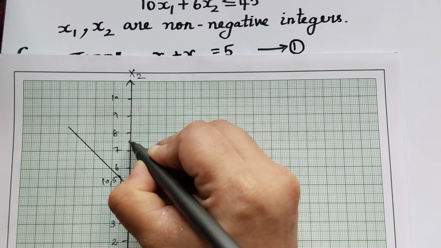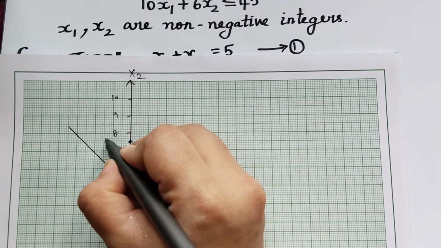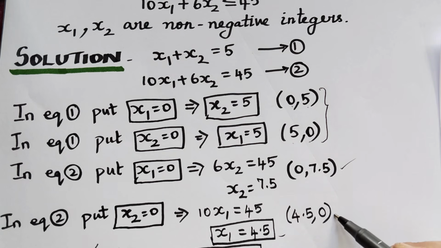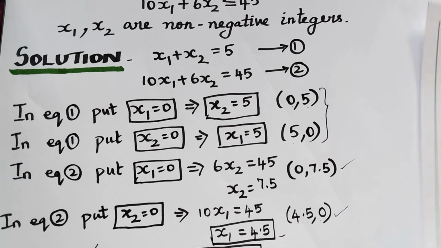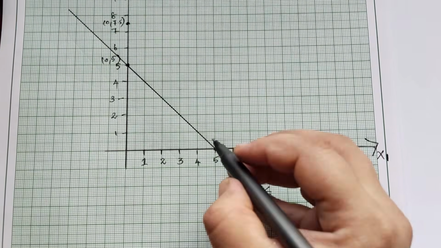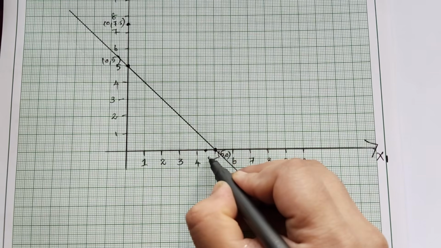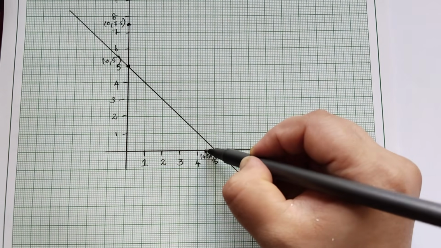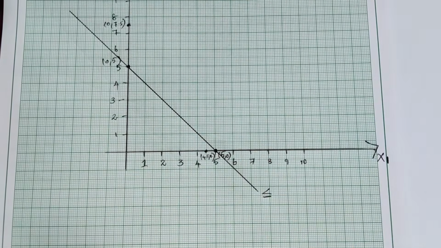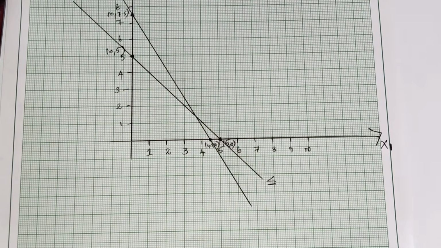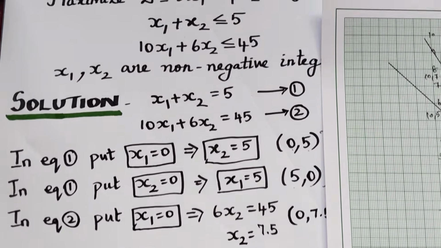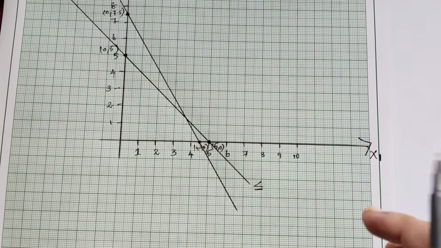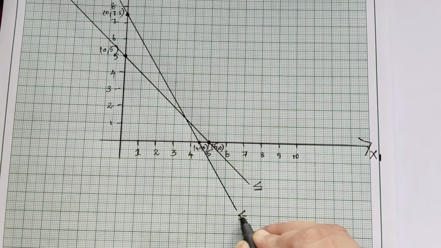So at this point it touches the x2 axis, so 0 comma 7.5, and it touches the x1 axis at 4.5 comma 0. So here 4.5 we have here, so this is 4.5 comma 0. So let us join this point and this point now. Yes, we have joined. Now if you see, this constraint is also lesser than or equal to constraint, and so the region below this has to be shaded.